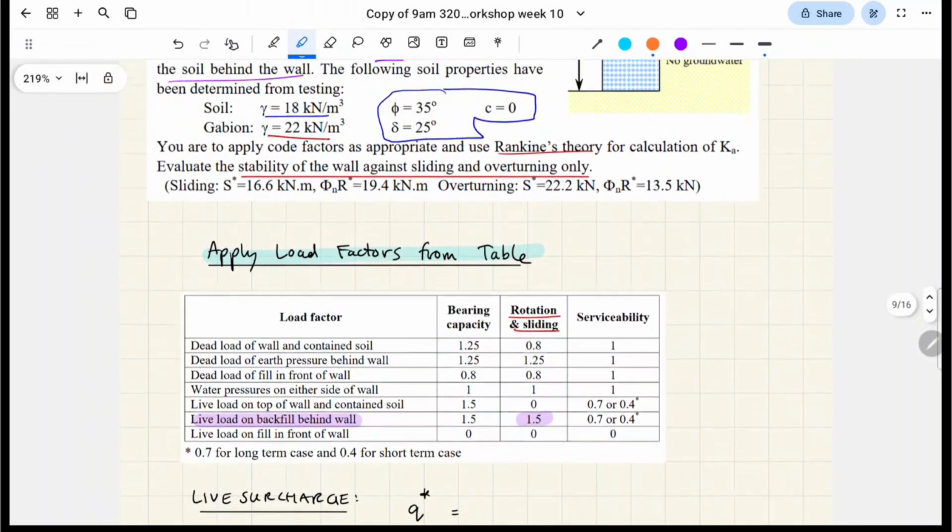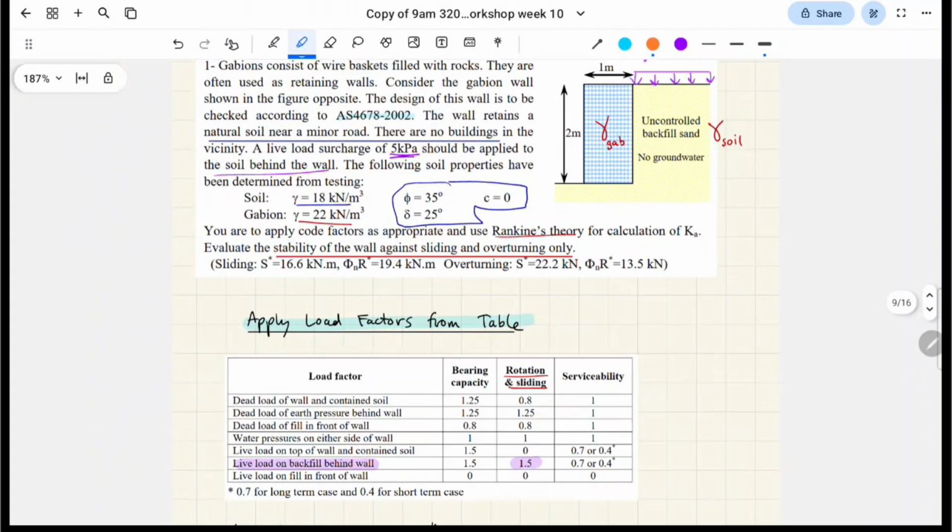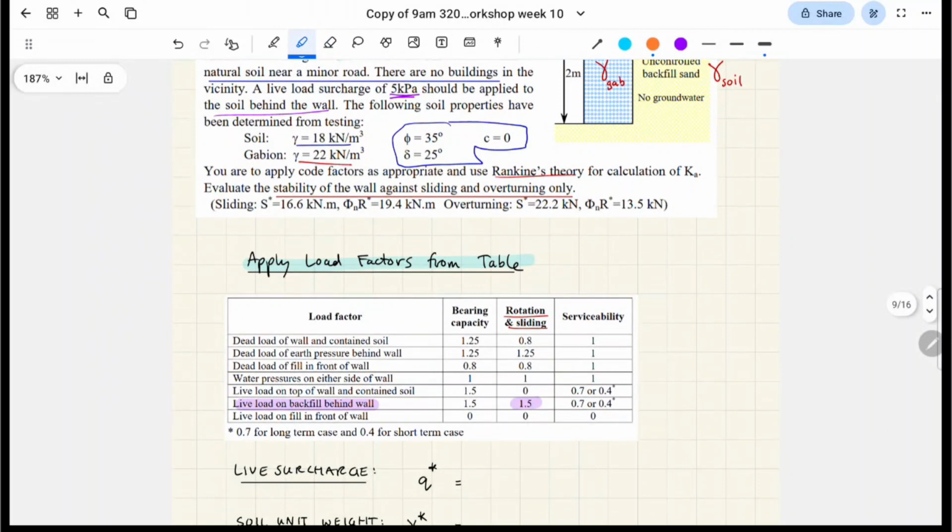For our dead load, we're going to have two dead loads and they're going to correspond to unit weight, right? So we have the unit weight of the gabion, and I don't know if I'm pronouncing that correctly, by the way, but I'm going to call it gabion. And the unit weight of the soil, right? And that soil is applying the lateral earth pressure, all that stuff, right? So that's going to correspond to the dead load of the wall, and the dead load of the earth pressure behind the soil. Those are the numbers there, right?